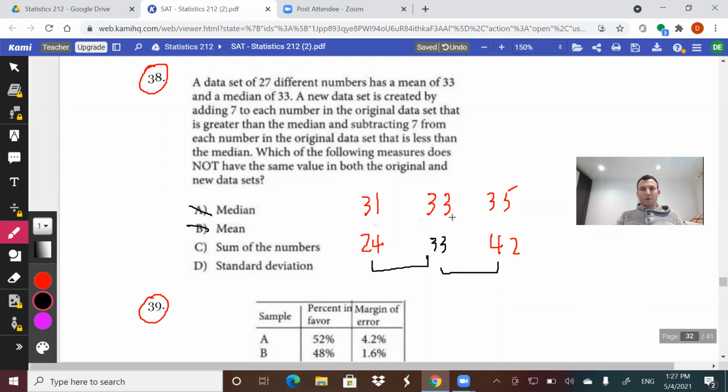The sum of the numbers is still going to be the same, right? If I add up these three numbers, it's going to be the same as I add up these three. I don't need to write out 27 numbers to see what's at work here. What does change, though, is the standard deviation. What I'm doing is taking numbers that are clustered around my average of 33, and I'm pushing them further away from my average by 7 on each side. So my standard deviation is going to increase.